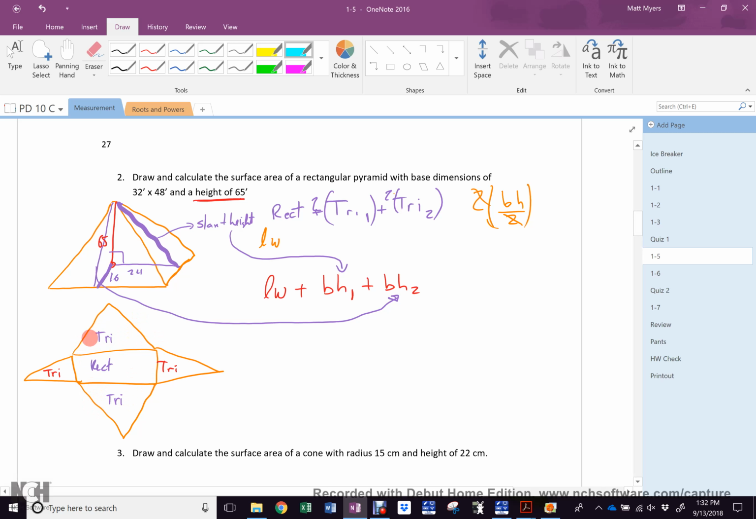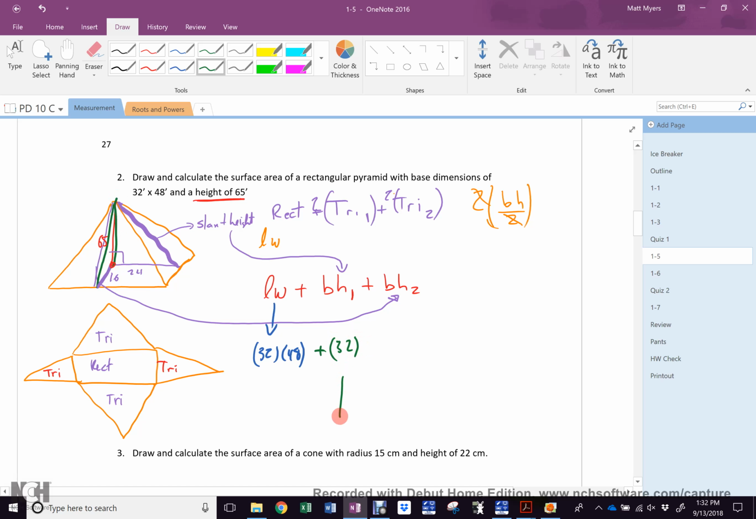Everybody cool? Now, I heard all of you. We sorted it out. We all knew that Pythagoras was going to be involved here, yes? So it's a bit of a weird answer. LW is nice and easy. That's the rectangle on the bottom. That's just 32 by 48, correct? And our first triangle, we know the base of it is 32, yeah? But we had to find that first slant height, right? And that would have been this guy right here.